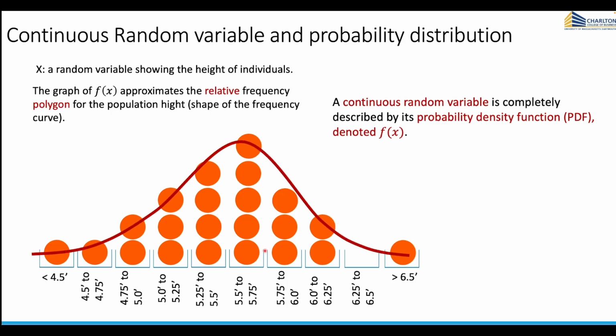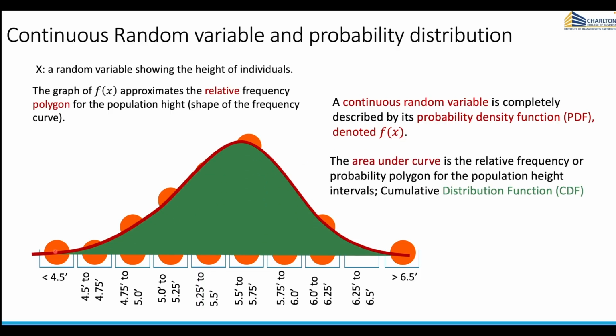In continuous distribution, usually we fit a curve over the distribution because these numbers are so close to each other. The red line that defines the form of the distribution is called the probability density function, or PDF, also denoted by f of x. In continuous distribution, the concept of probability is area under the curve. So when we talk about the probability of x getting a value within a range, we basically calculate the area under the curve. And that area is called the cumulative distribution function, or CDF.